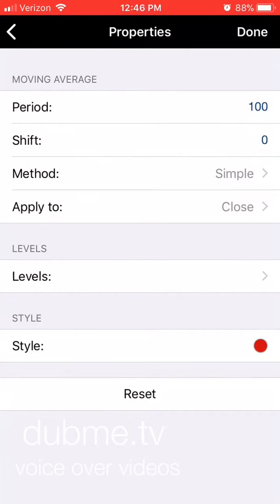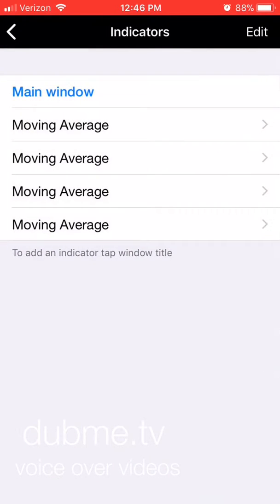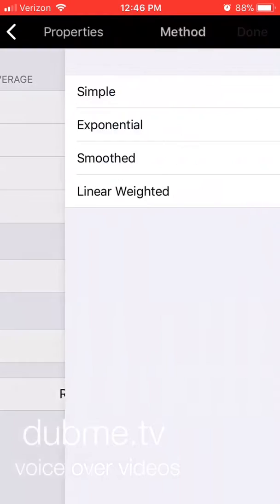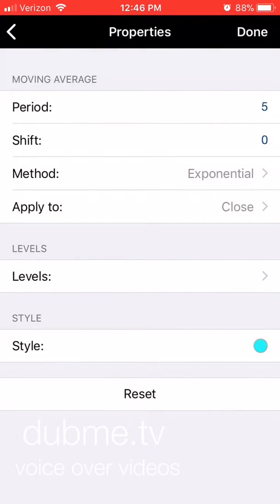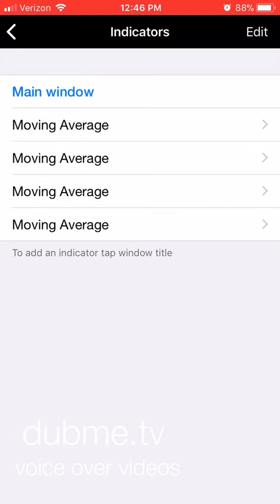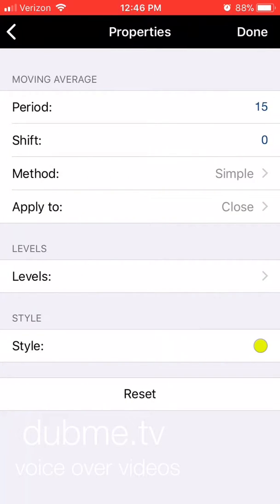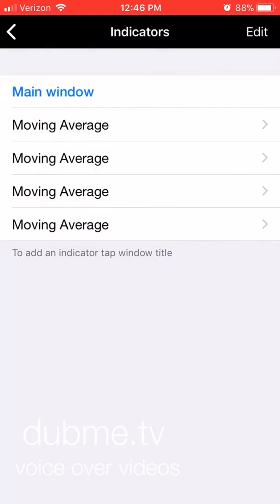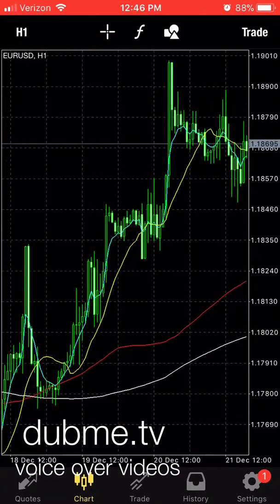Go ahead and set your moving averages like I do here on the screen. Go ahead and make it red, method is simple, period of 100. Period of 200, simple, and then go ahead and make it white, or you can make it any color you want to. It doesn't matter, but it would be easy if you followed what I was doing in the video. Go ahead and make sure the blue is set to exponential, period of 5, yellow, simple, period of 15. And just make sure you have all of that set up, and your chart should look very similar to mine.